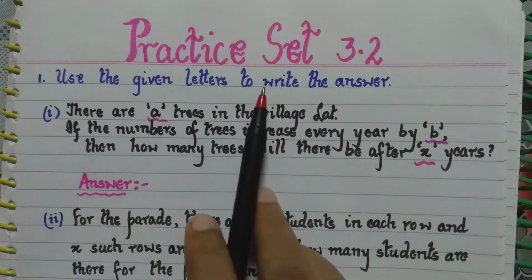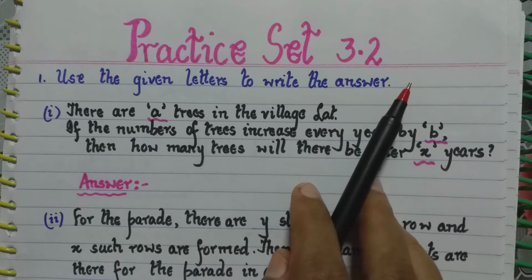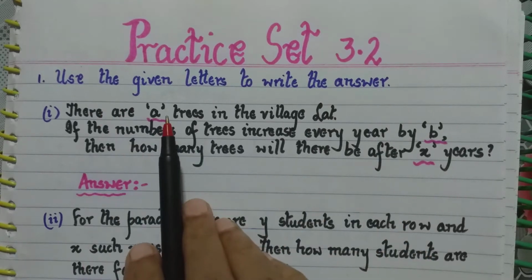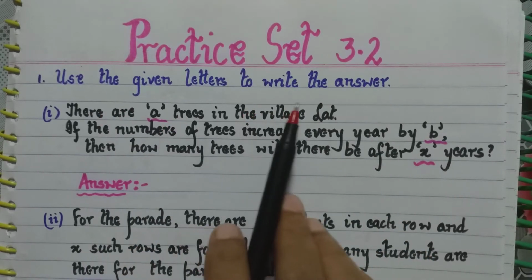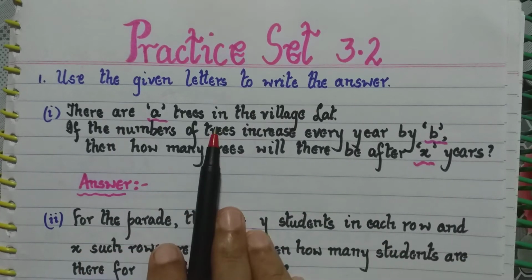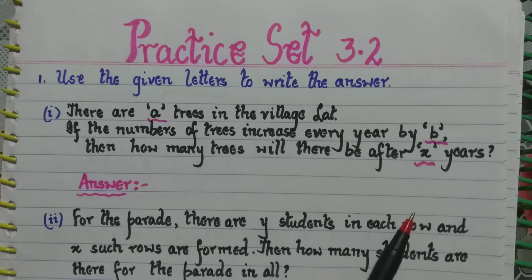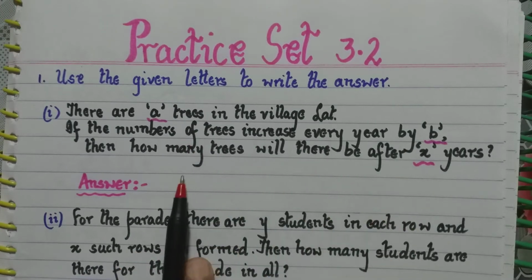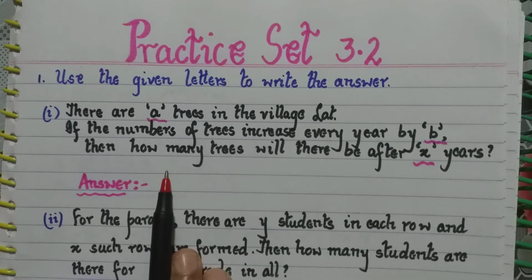Let us now see practice set 3.2. The first question is: use the given letters to write the answer. Let us read the question here. They have given certain letters. We have to use them and then write the answer.